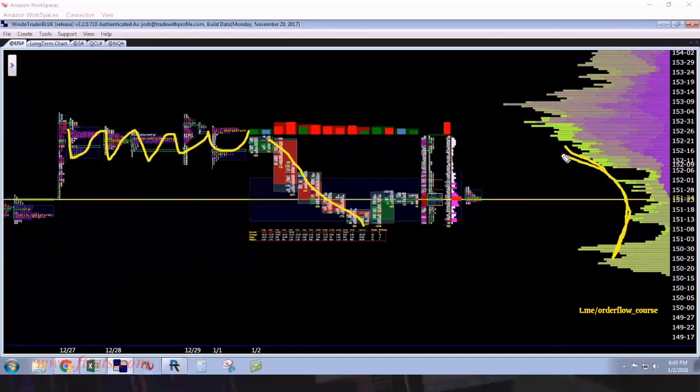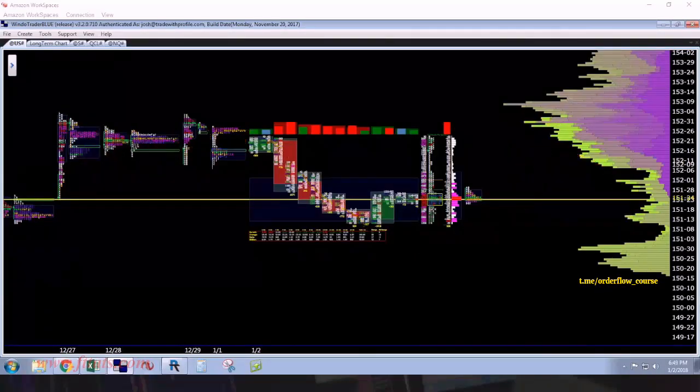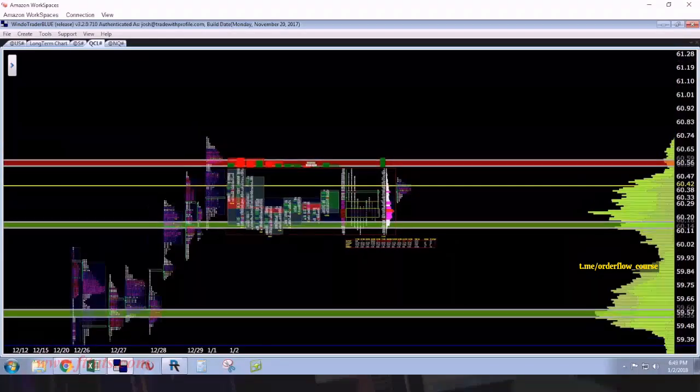So high volume node, auction slows. Lower volume area, auction can move swiftly, or it can come into an area and reject out. I was actually looking for one today that never materialized in crude oil. You can see there's a low volume node in here.